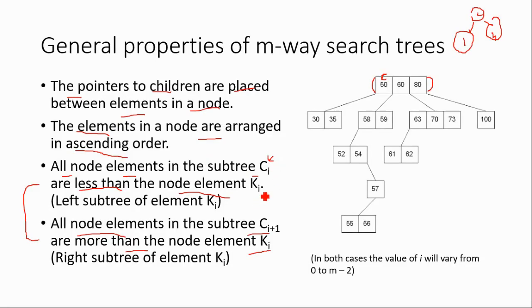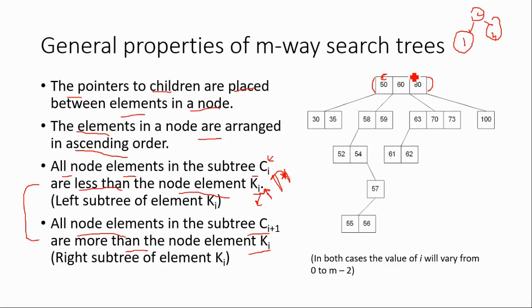After that child link, the Ki will be there. The node element Ki will be there. So Ci will refer to some subtree of that particular node. This property says that in this particular subtree, whatever elements are present, all these elements will be lesser than this particular element Ki.